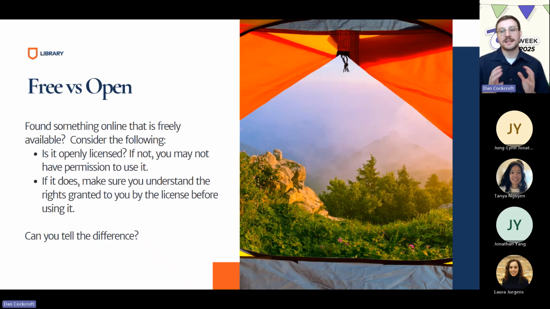I like to make a key distinction here between free versus open. A lot of folks will come to me and say, I found this resource on the internet. Am I able to use it in this specific way? So we have to look at the license. Something might be available online, but it may not be OER.